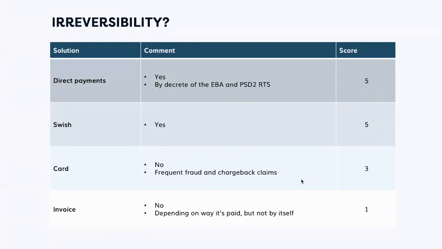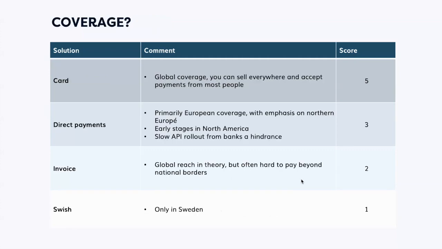So irreversibility, that is also really cool, because as you can see here, it's two top performers also in this key criteria area. It's direct payments and Swish, both coming in at 5 points each. They are both irreversible. They are both working the way that you want them to work. Actually, open banking payments, what we call here at FinShark the direct payments, are constructed in a way so that they are irreversible, as decided by law and the regulatory technical standards that are a part of the European legislation PSD2.